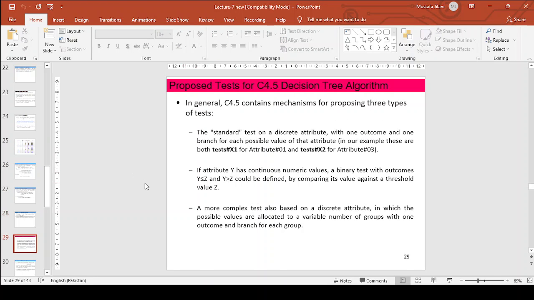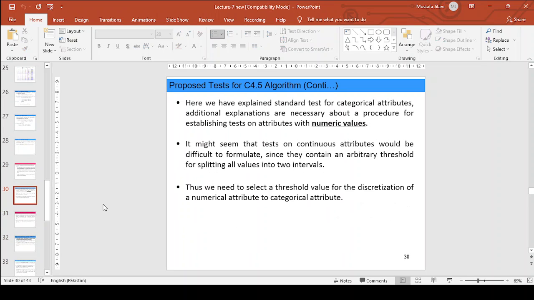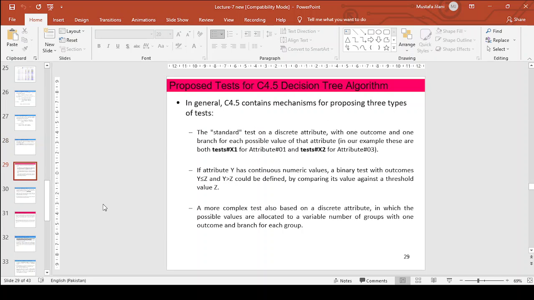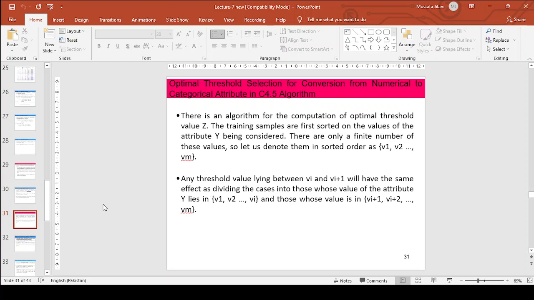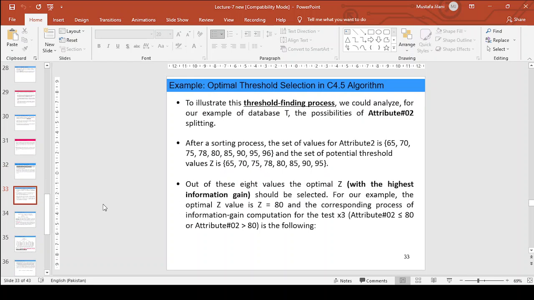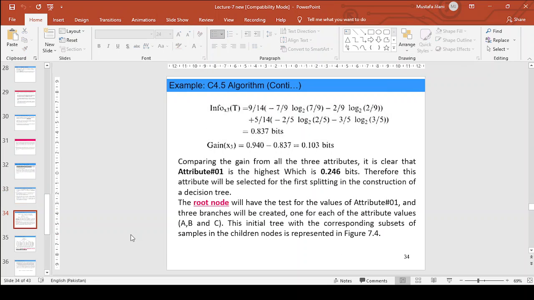So this is the theory behind what I was explaining: less than 70, more than 70, where Z is the threshold; values less than 70, more than 70, less than 75, more than 75, and so on. This is called optimal testing, and based on it we stop at the value which gives the best gain. This is the theoretical concept, and the different values are 65, 70, 75, 1 2 3 4 5 6 7, 9 different values, and based on that we saw that Z equal to 80 is the best answer, when attribute 2 is less than or equal to 80 or attribute 2 is more than or equal to 80.